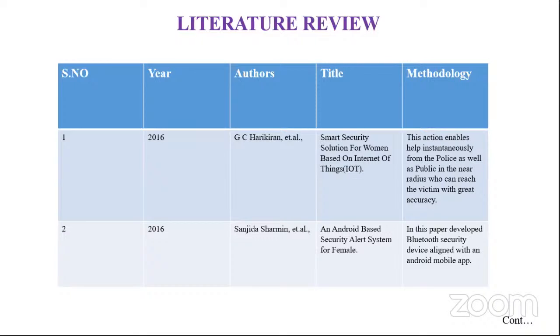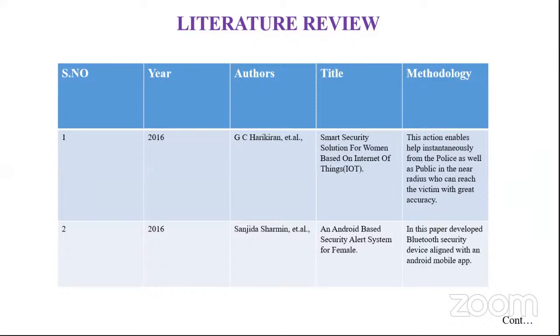In this paper, they developed a Bluetooth security device aligned with an Android mobile app. Within the Android mobile app, during a crisis, women press a button on the security device, and an automatic message with the victim's location information is sent to the numbers selected in the application. An automated message will also be sent to the nearest police station.